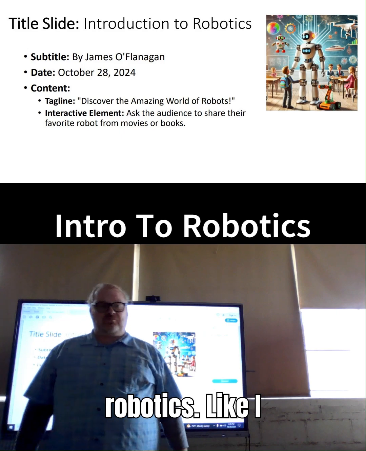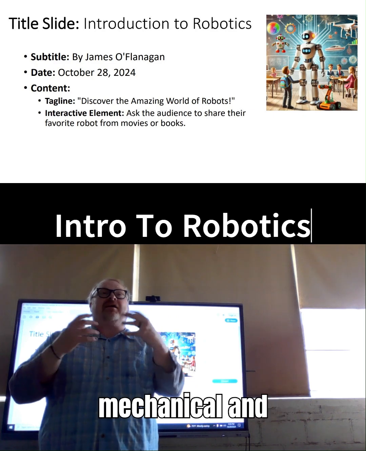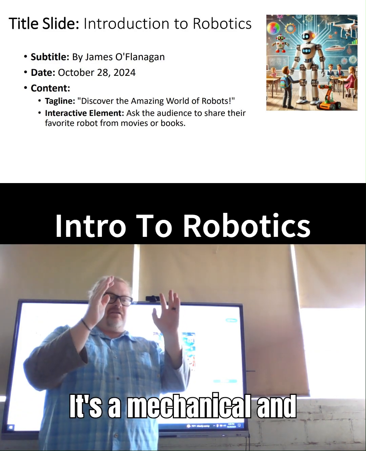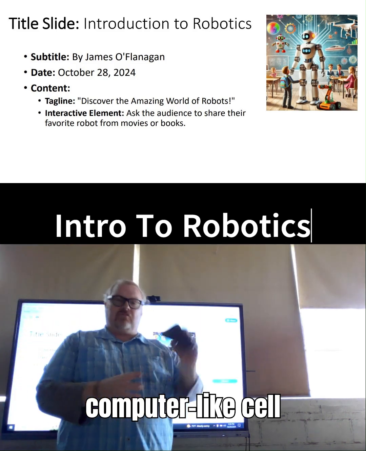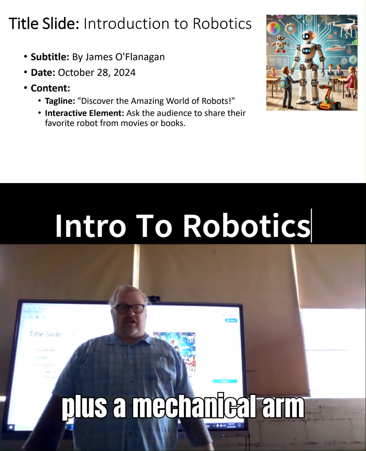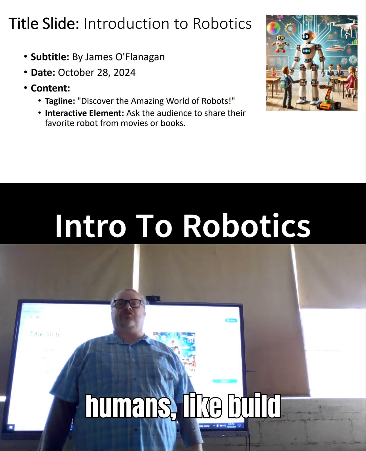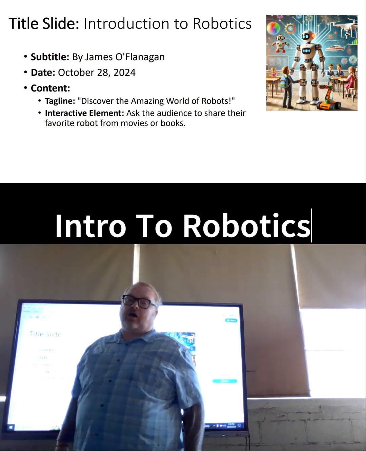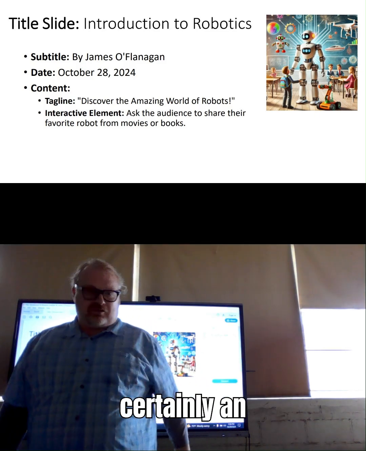Okay, introduction to robotics. Like I said, what is robotics? What is a robot? A robot is any mechanical and computer system that helps out human beings. That's it. It's a mechanical and computer system together. So it's a computer like a cell phone, or the computer we're looking at here, plus a mechanical arm of some sort, or some other advantageous thing it does for humans, like build cars or autonomously drive. We'll talk about that in a moment, but a Tesla vehicle is most certainly an autonomous robot.